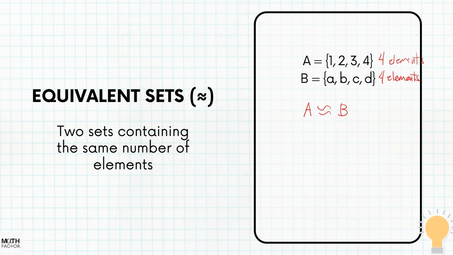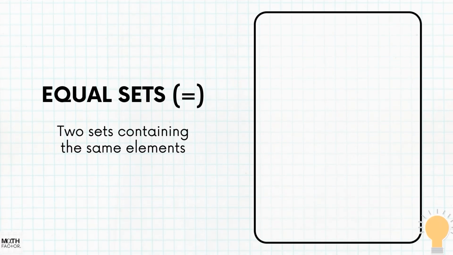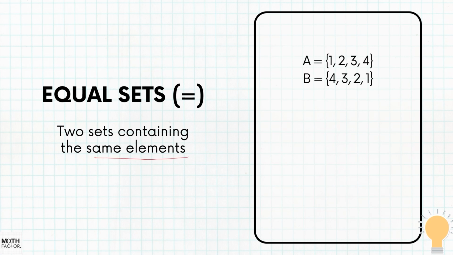Next, we have equal sets. These are two sets containing the same elements. In set A, it has the elements 1, 2, 3, and 4. In set B, it has the elements 4, 3, 2, and 1. Although the arrangement is not the same, the two sets use the same elements. Therefore, set A and set B are equal sets.